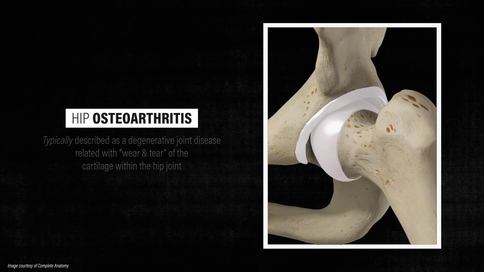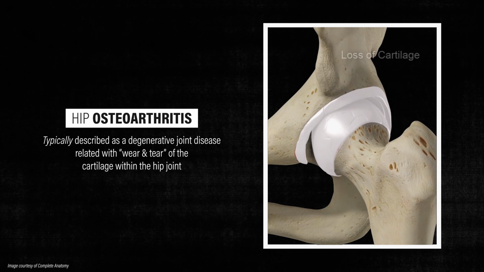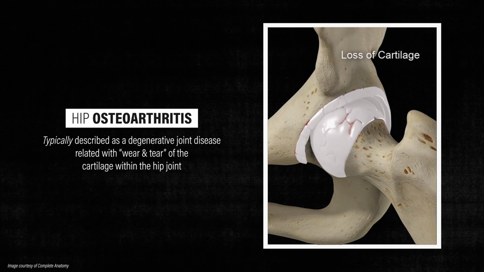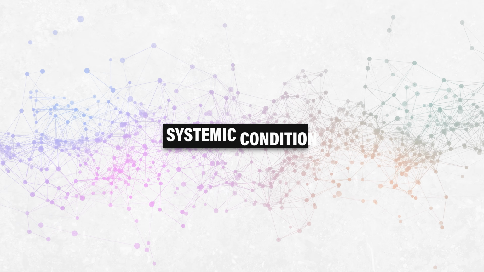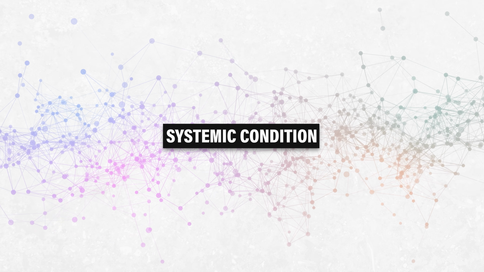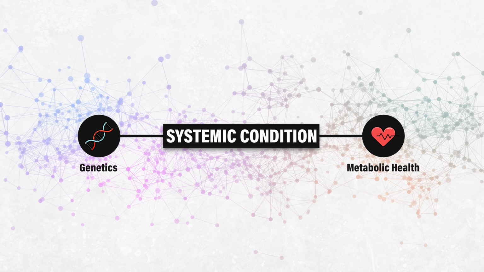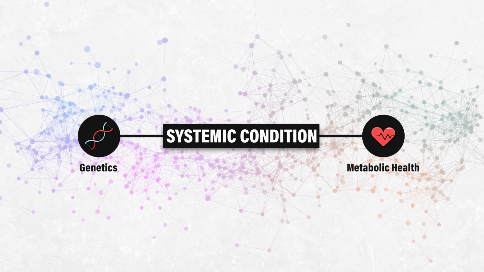Although hip osteoarthritis is typically described as a degenerative joint disease related to wear and tear of the cartilage within the hip joint, it should be thought of as a systemic condition, as other factors influence symptoms and the progression of the disease, such as genetics and metabolic health.